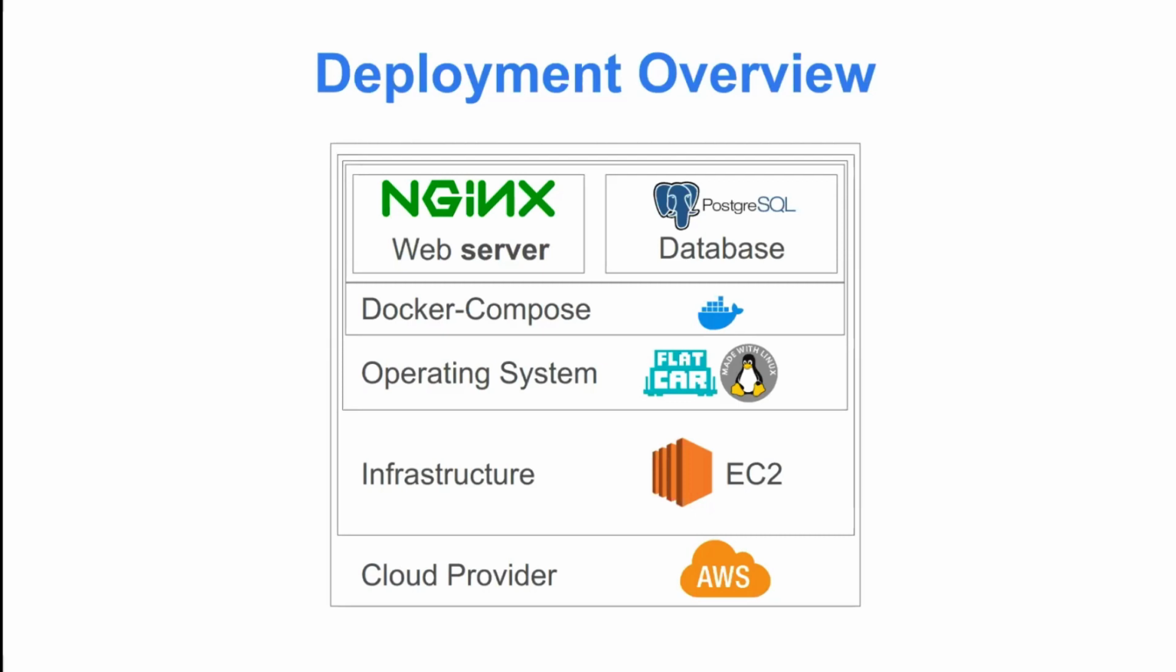We're going to run Flatcar Linux on that machine that AWS gives us. Then Flatcar Linux is going to run our Docker Compose that we set up, and Docker Compose runs our applications, including an Nginx web server and a Postgres database.